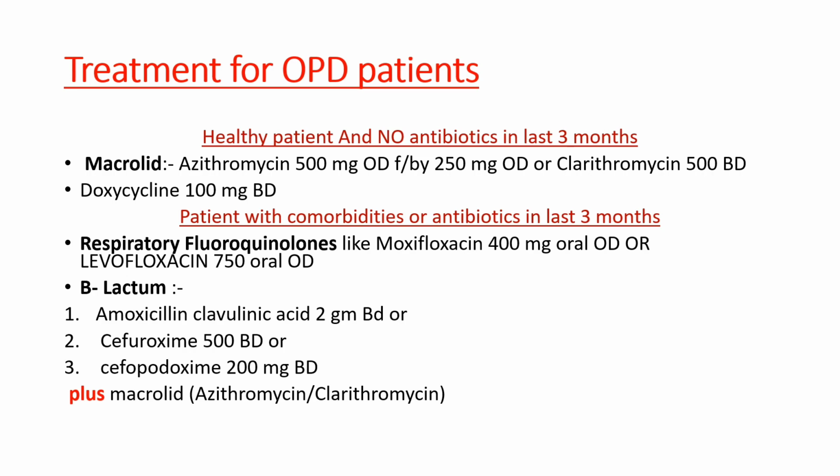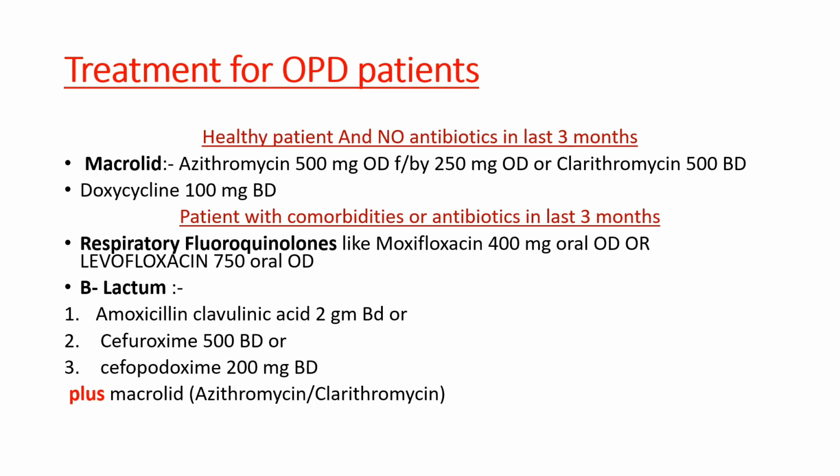But if the patient has other comorbidity along with the pneumonia, like a known case of diabetes, hypertension, chronic kidney disease or some heart disease, or the patient had taken any antibiotic in the last 3 months for any other illness, then we have to go for respiratory fluoroquinolones or the beta-lactam group. The respiratory fluoroquinolones include moxifloxacin and levofloxacin. The dose of moxifloxacin is 400 mg oral once a day, or levofloxacin 750 mg oral once a day for 5 days.